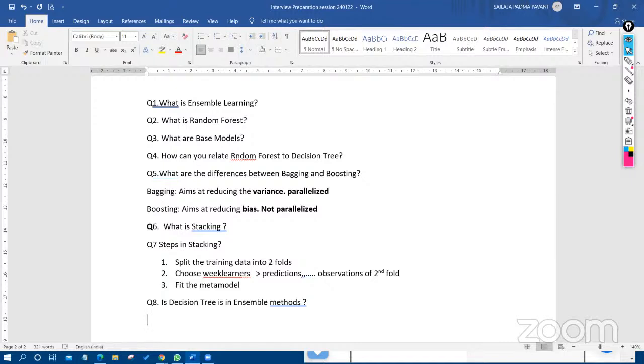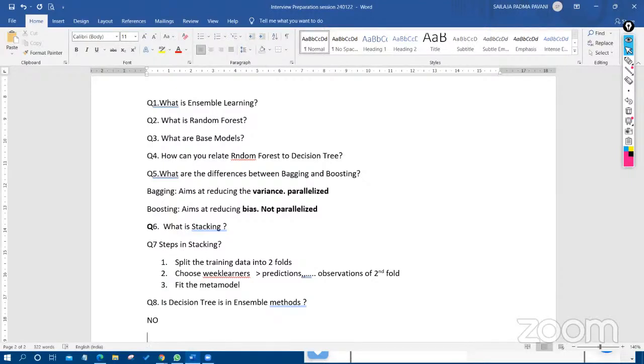Ashish, are you saying yes? Why? Actually, the answer is no. Decision tree is not a part of ensemble method. Decision tree is not in ensemble method.